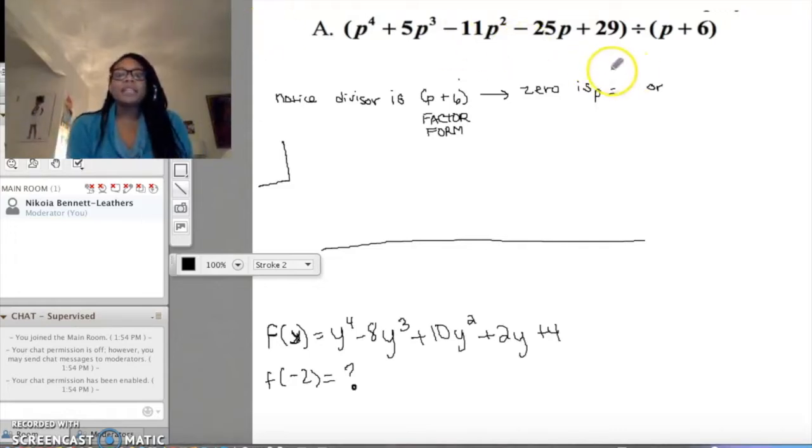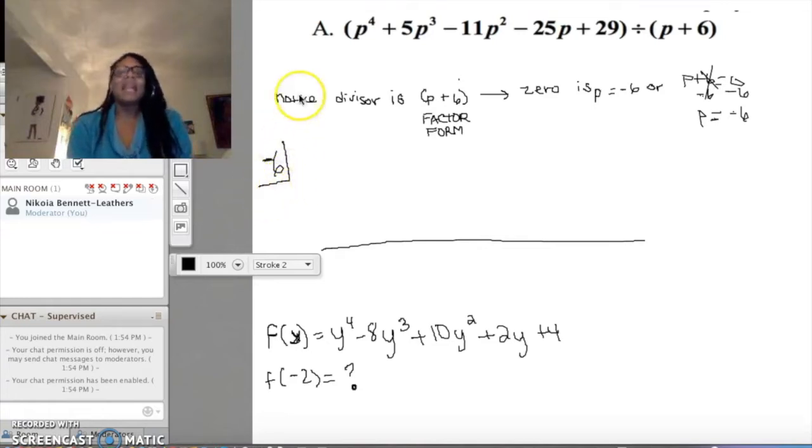If we're going to figure out what the zero is, we would know the zero is negative 6, and we know that because we need to set p plus 6, the factor, equal to 0. We solve for p by subtracting 6 on both sides. On the left side, the 6 is canceled, and we have p equals negative 6. So that's how I know the zero is p equals negative 6. That's where that comes from. So in the backward shape L, I'm going to write my zero.